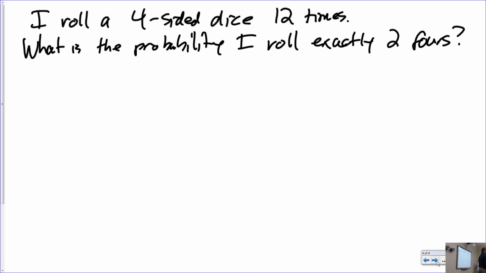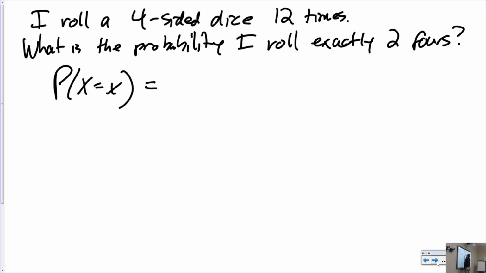Because 3 of them are misses, and only 1 of them is a hit, right? 1 out of 4 times, I'm going to roll a 4. If I don't roll a 4, that means I roll a 1, 2, or 3, that's a miss. But you can tell me what's the probability of rolling a 1, a 2, or a 3. Okay? So hence, a hit and a miss. All right? So this is binomial.